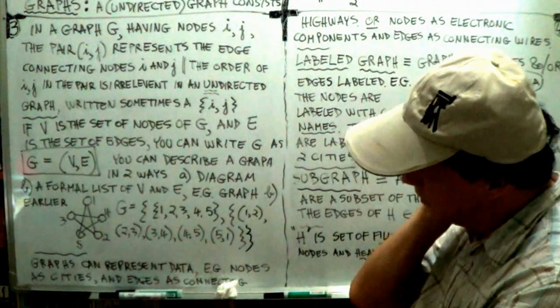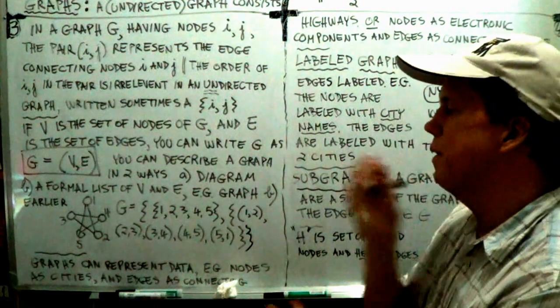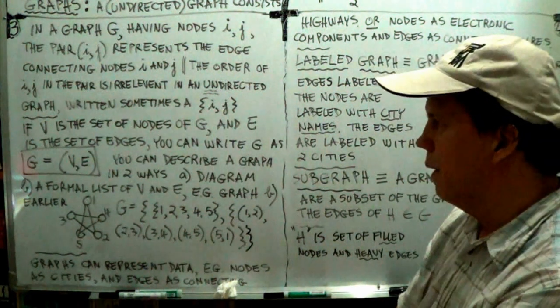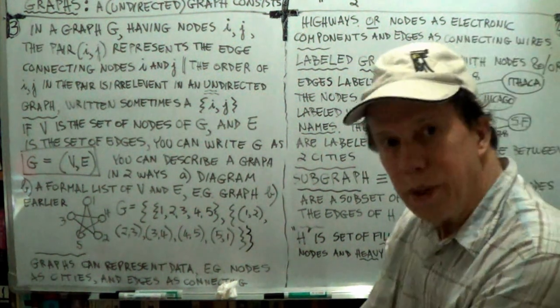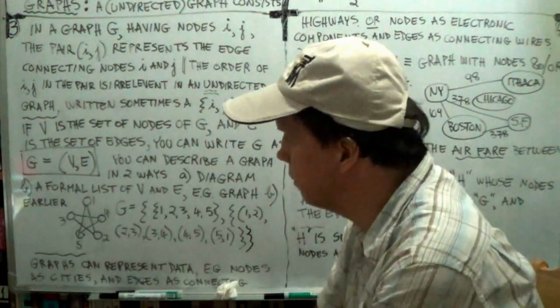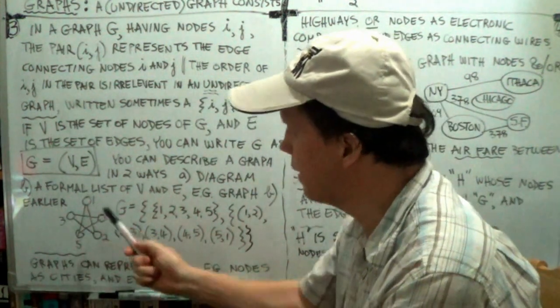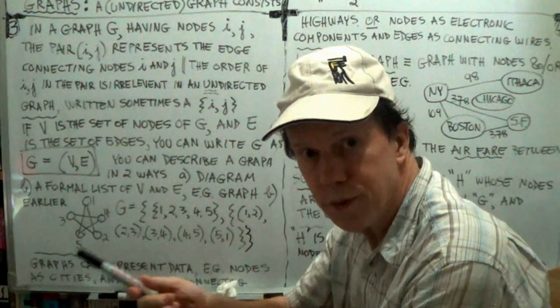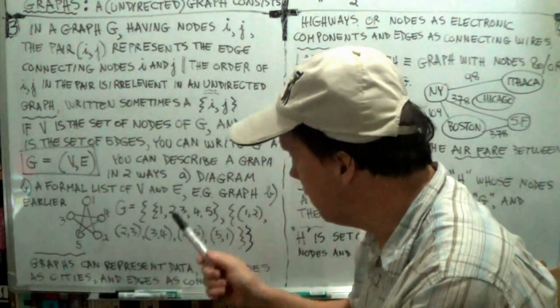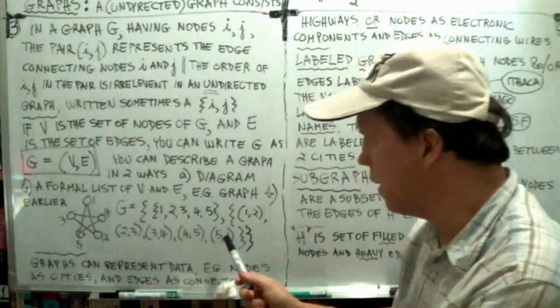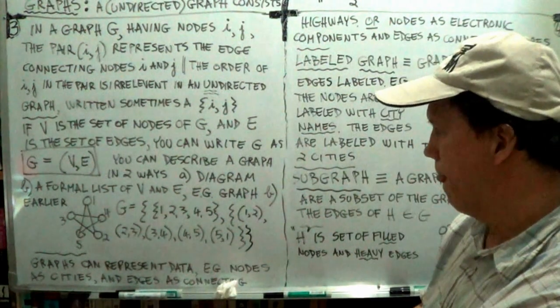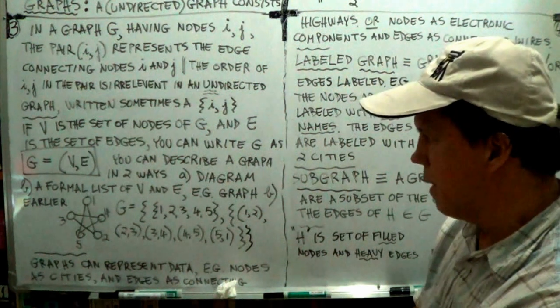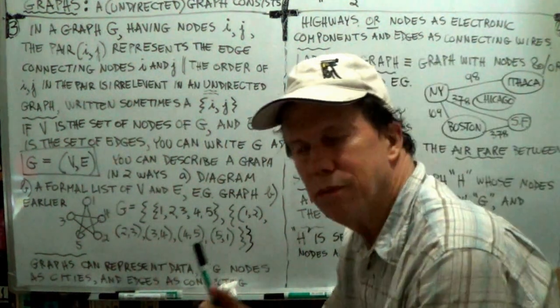So that's another way of representing or describing a graph. You just give its two sets: the set of its vertices, or set of nodes, same thing, and the set of its edges. Okay. Now, what's the point of graphs?